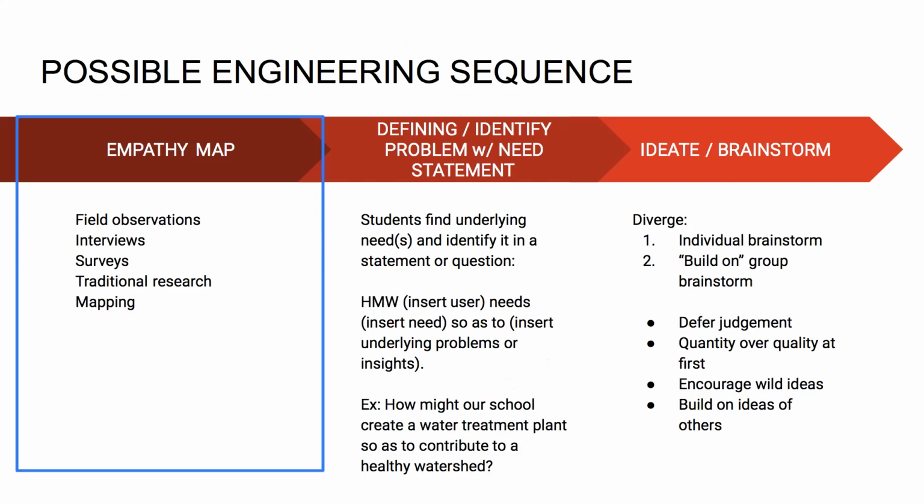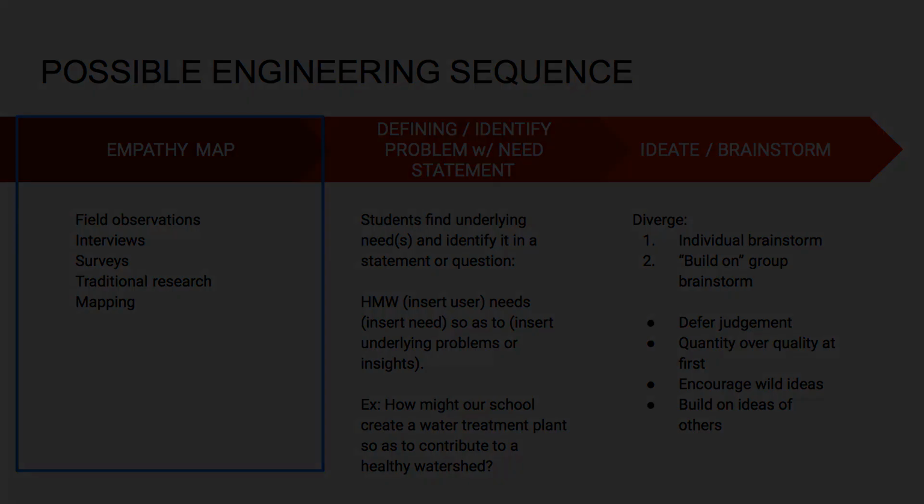Empathy mapping is going to be a way for research to happen. It's going to be a way for students to really surface some constraints and criteria. So what that entails is field observations, interviews, surveys, traditional research, and in the end, they can map it out. And I'll show you a couple of visuals for that in a second.